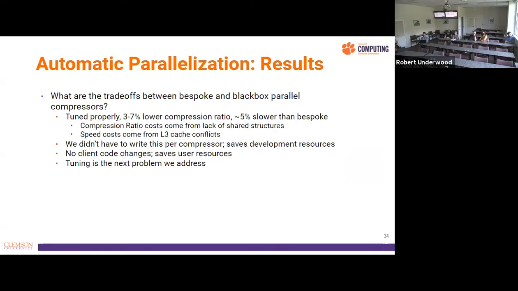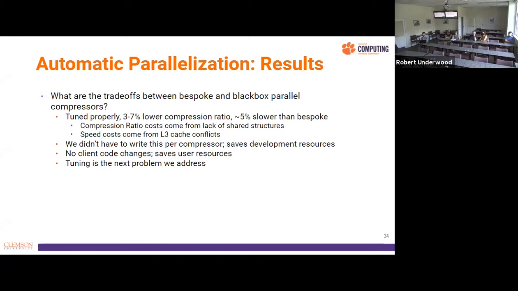So let's summarize the results in this section. What are the trade-offs between bespoke and black box? Tuned properly, you see about a 3 to 7% lower compression ratio, and approximately 5% slower than a bespoke implementation. But we don't have to write code for every single parallel compressor.